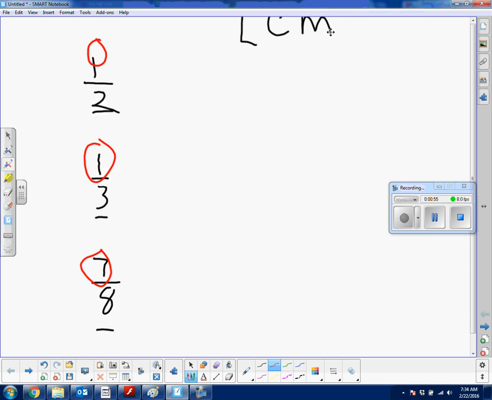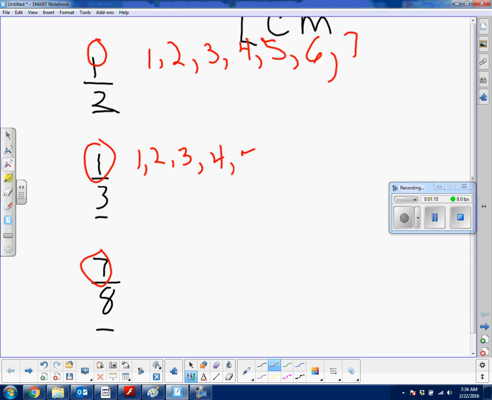So let's get started. Multiples of 1. I know that 1 times 1 is 1, 1 times 2 is 2, 1 times 3 is 3, 1 times 4 is 4, 1 times 5 is 5, 1 times 6 is 6, 1 times 7 is 7, and so on. Then I have 1, 2, 3, 4, 5, 6, 7. Now look at my multiples for 7. I know 7 times 1 is 7, 7 times 2 is 14, 7 times 3 is 21, 7 times 4 is 28, and so on.